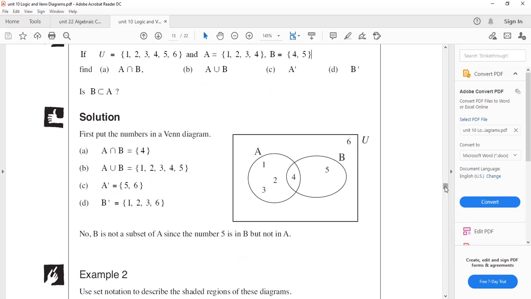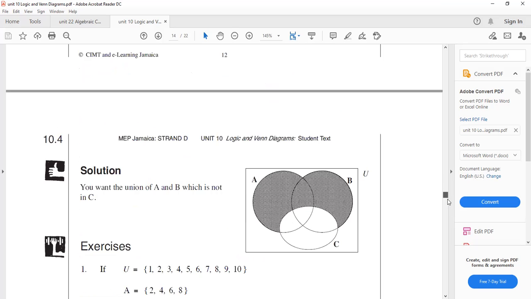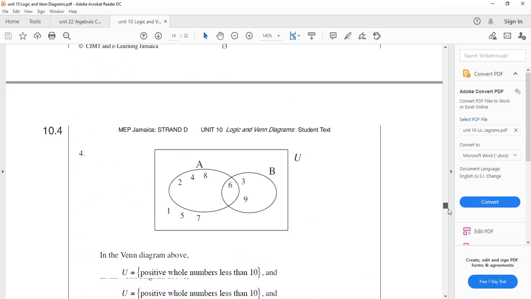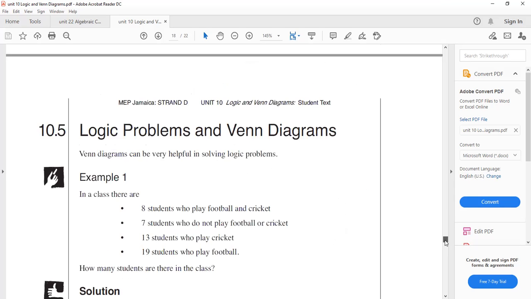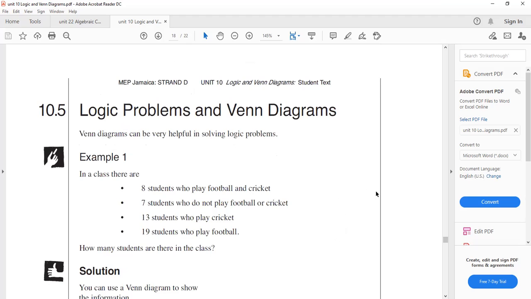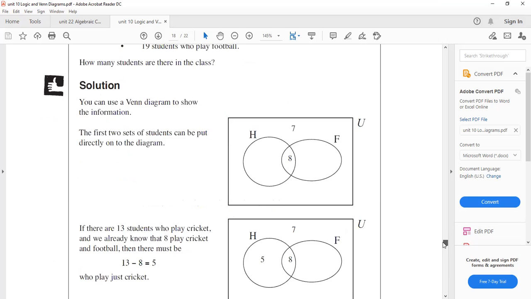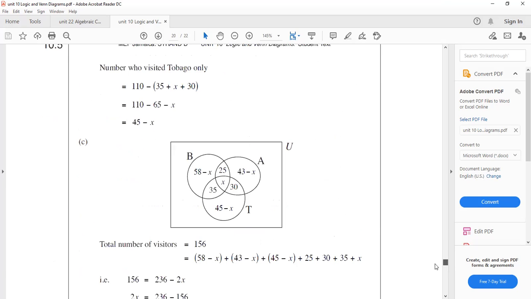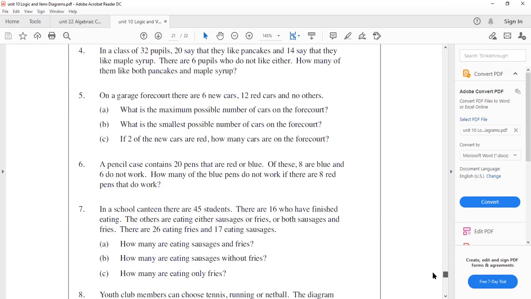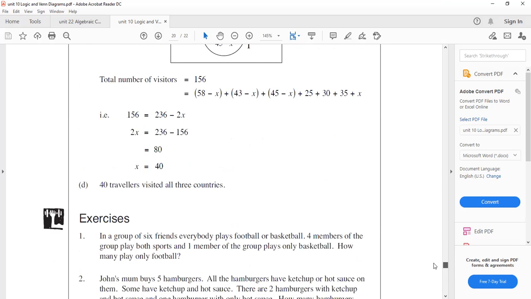So look through the other questions, get some practice, and we'll move on to the more juicy questions further down, like here where you have logic problems and Venn diagrams. This is where we want to get to. The other questions up top would come more in the multiple choice, and this kind of question is what you will see in paper two.